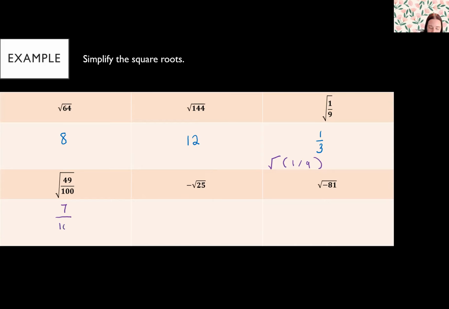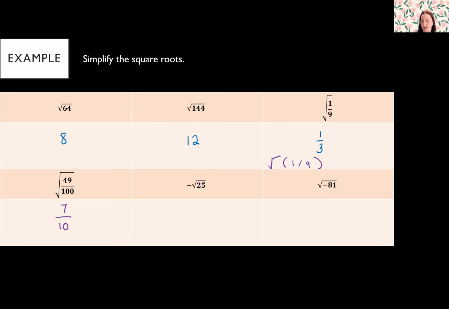So the nice thing about these square roots with fractions is that you can do the top and the bottom of the fraction separately. You don't have to think about what fraction multiplied by itself gives me 49 over 100. You can do the whole number parts, and it does make it a bit easier to work with. So that answer would be 7 over 10.